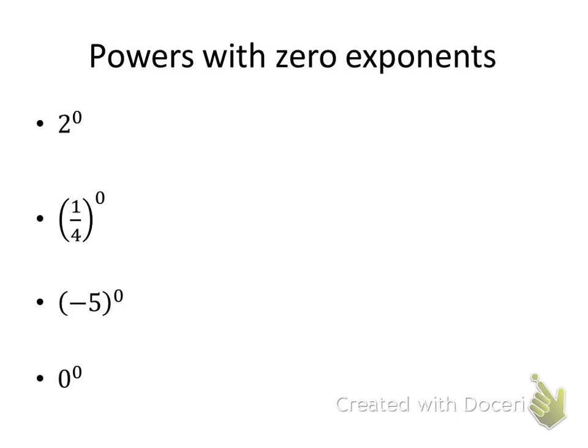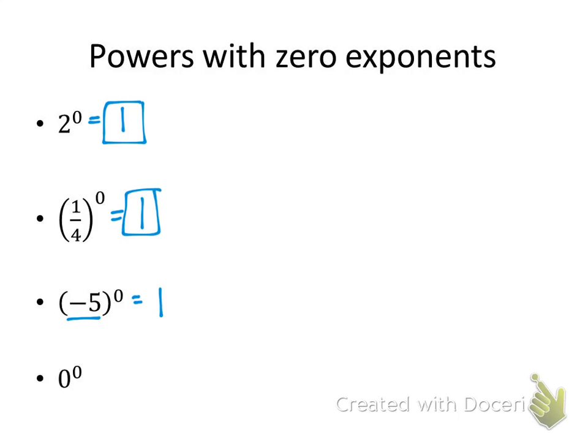Here's the big mystery to the 0 exponent. Anything that has an exponent of 0, the answer is always 1. Always. It's never anything different. Anything with a 0 exponent is 1. Okay? So, Madison, what would the answer be to this next problem? 1. Kyle, what would the answer be to the third problem? 1.